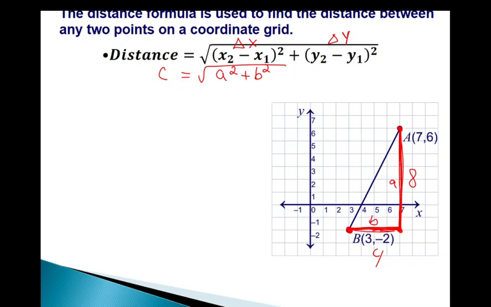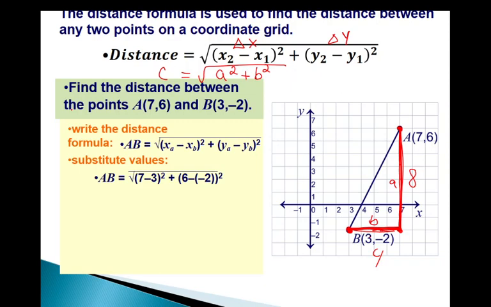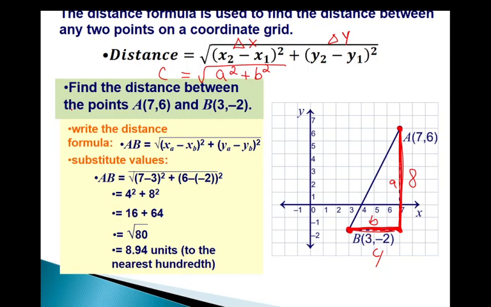But if we were using the straight distance formula, we just plug in the points, we'd write the distance formula, plug in the values, rewrite it, and then that would be our answer. Okay? But you could either use the distance formula, or like I said, you could think of it just like straight Pythagorean theorem, which is, I think, a little bit easier. Okay? So the distance formula is something we're going to be using.